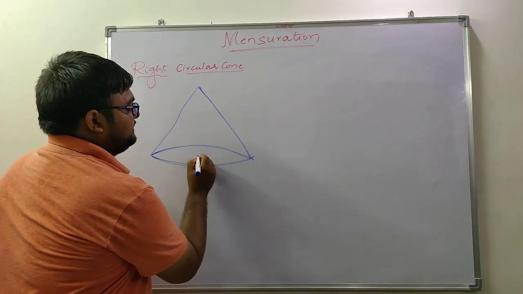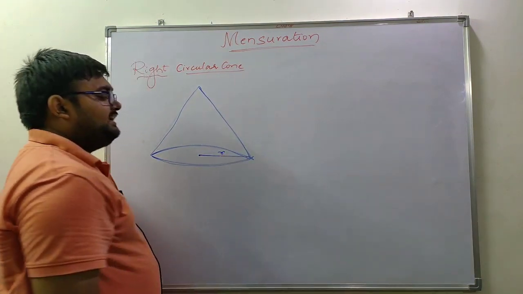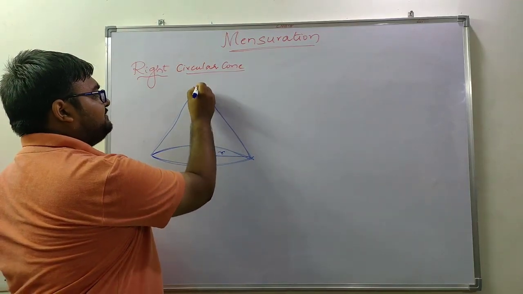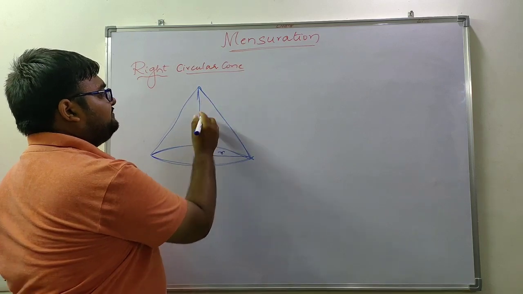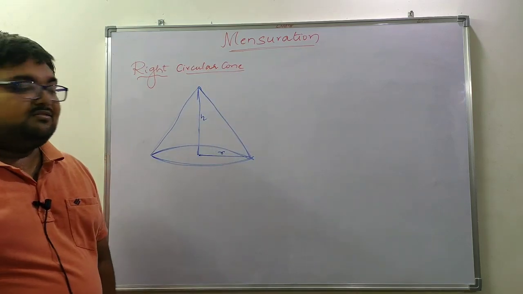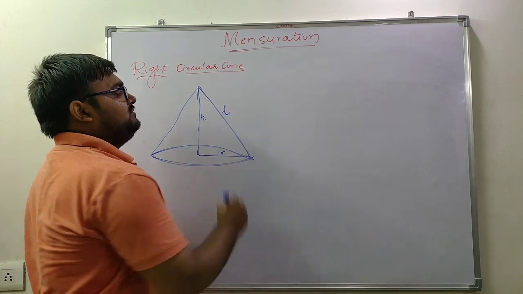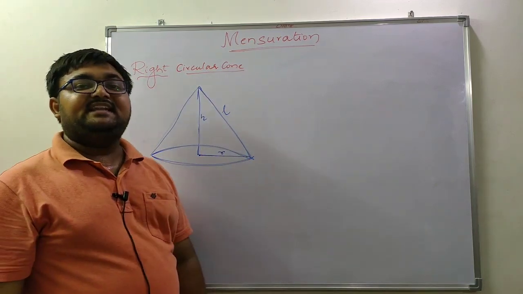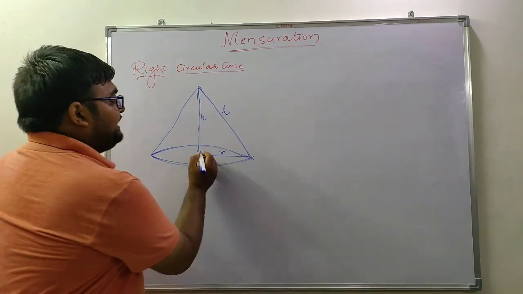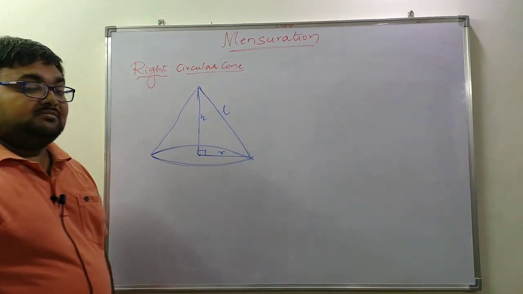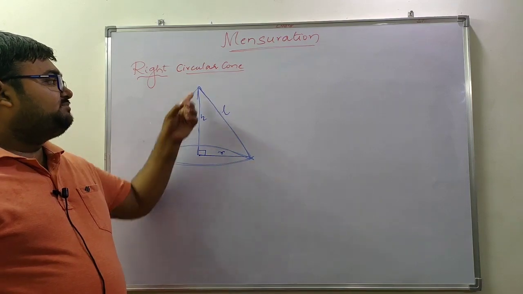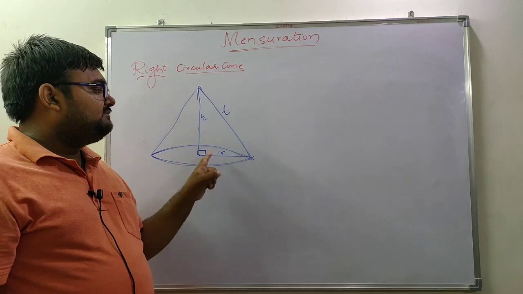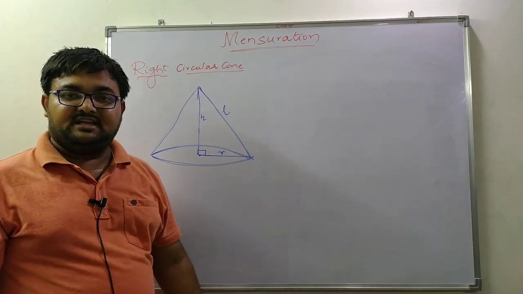Here the radius of the circle is taken as r, and this particular length is the height of the right circular cone. We have one more, which is the slant height. This particular length is called the slant height. In a right circular cone the base is perpendicular to the height, so if you clearly see, this is a right angled triangle.